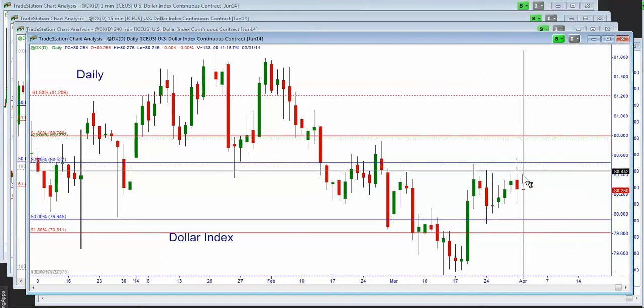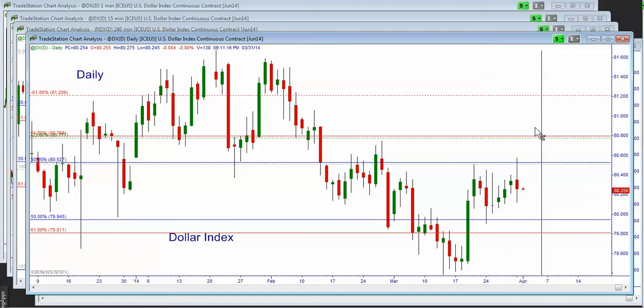I still believe that the dollar can keep moving higher, and if we retest this level, this retest might be successful. So let's see what happens.